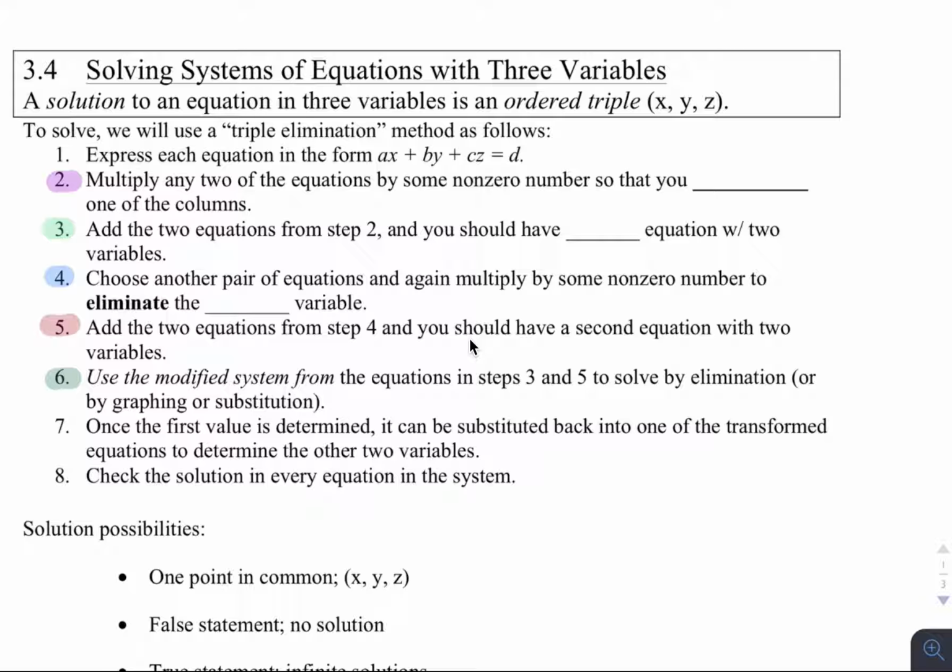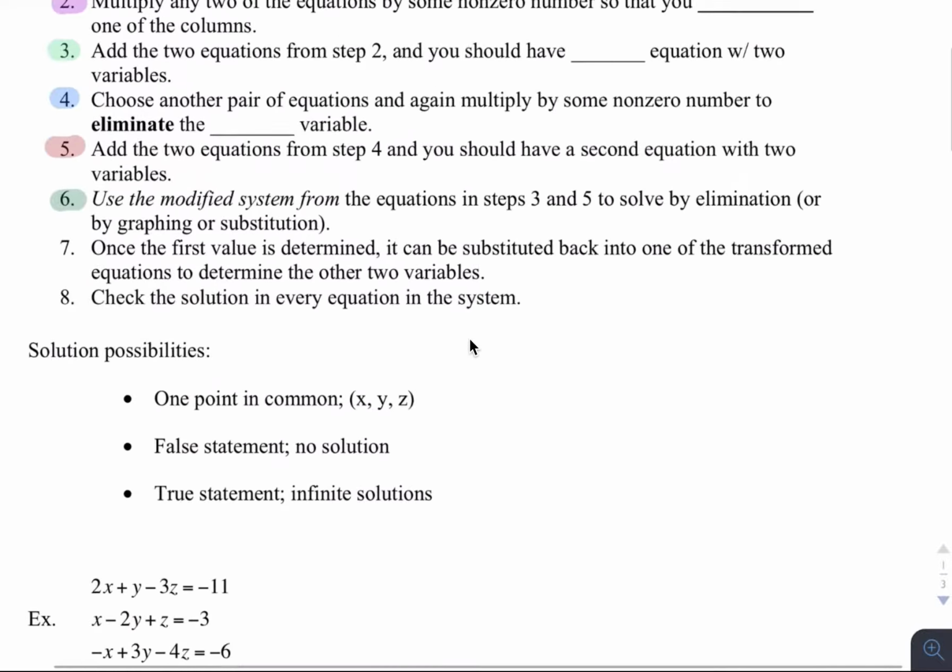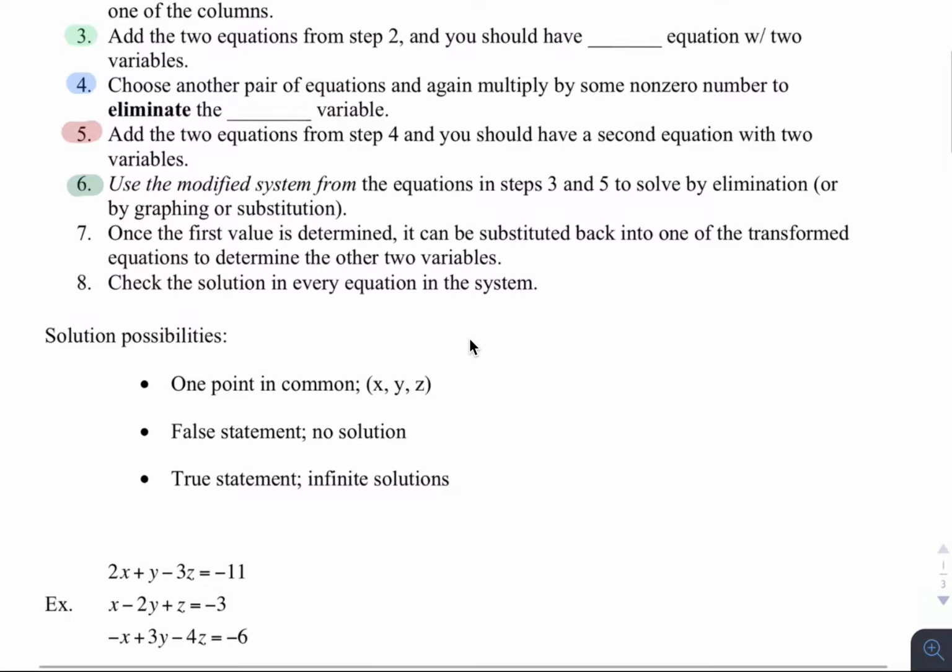Today we will be solving systems of equations with three variables. A solution to an equation in three variables is an ordered triple, x, y, z. To solve, we're going to use a triple elimination method. I've color-coded each step to help you follow along. Feel free to color-code your notes as well. So I'm going to go along with each step using the example below.